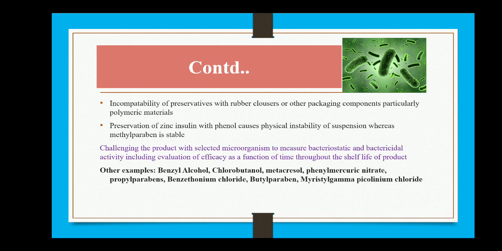Incompatibility of the preservative with the rubber closures or other packaging components, particularly the polymeric materials, should also be considered. Preservation of zinc insulin with phenol causes physical instability of the suspension, whereas methyl paraben is stable. Therefore, the product is challenged with a selected microorganism to measure bacteriostatic and bactericidal activity, including evaluation of efficacy as a function of time throughout the shelf life of the product. Examples include benzyl alcohol, chlorobutanol, metacresol, phenyl mercuric nitrate and so on.